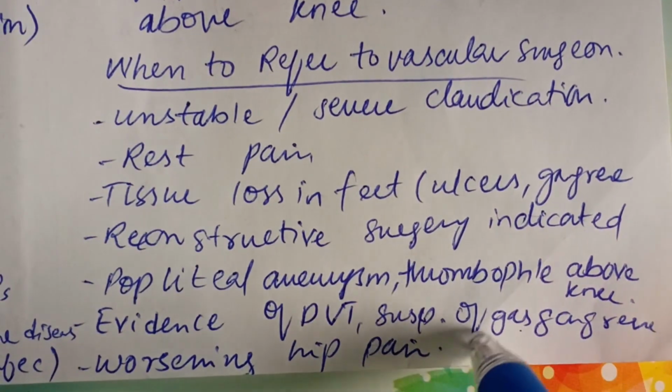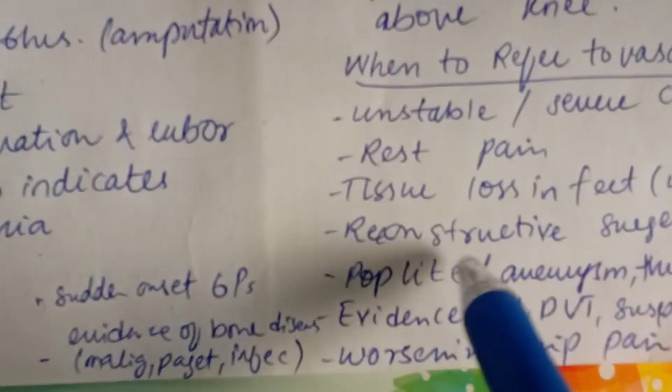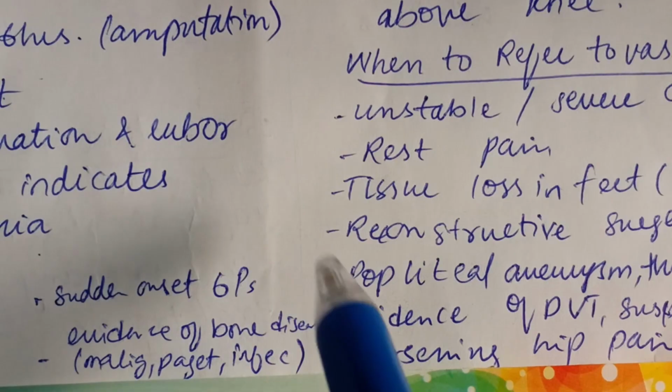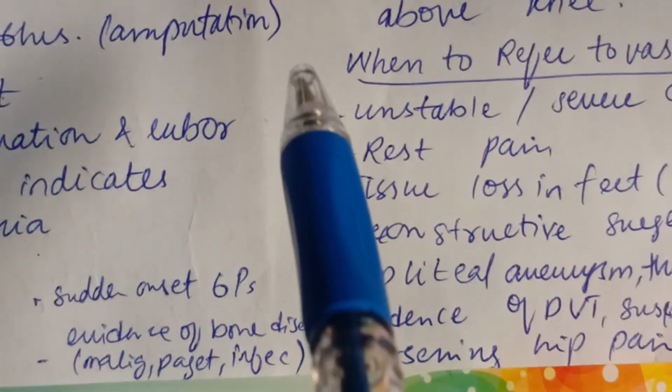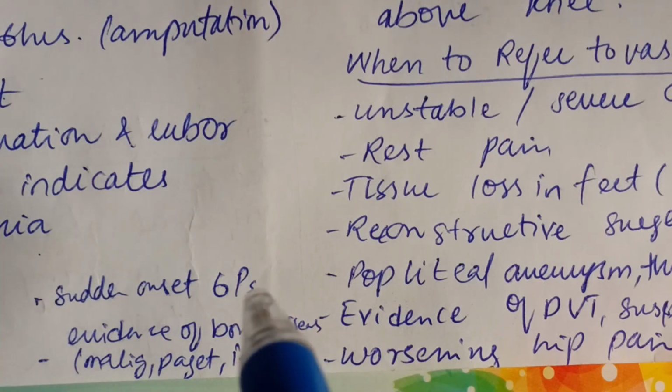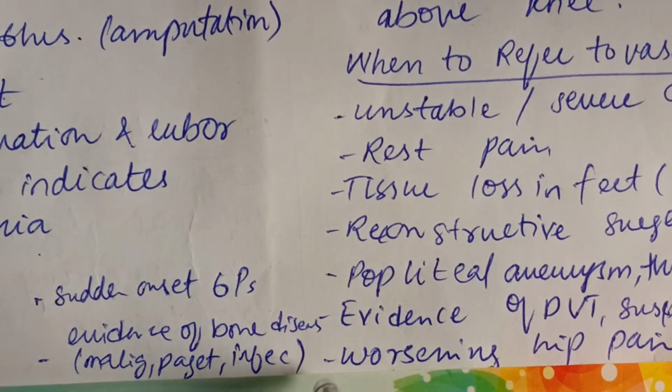There is worsening of hip pain, and sudden onset of the 6 Ps: pain, pallor, pulselessness, paresthesia, and paralysis. There is evidence of disease in the bone, like cancer or malignancy, Paget's disease, or infection. So that's it for leg pain.